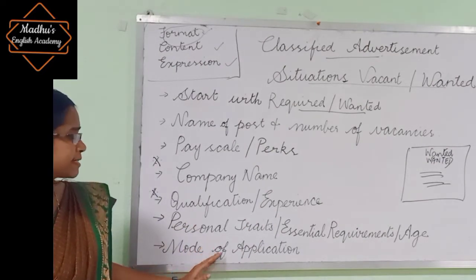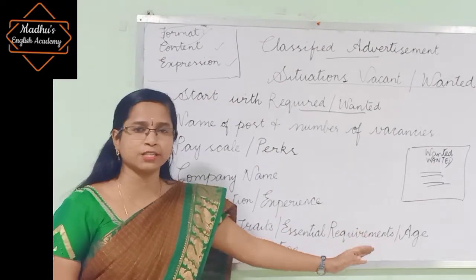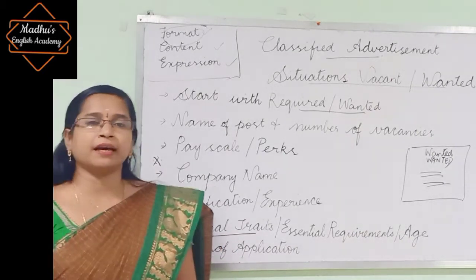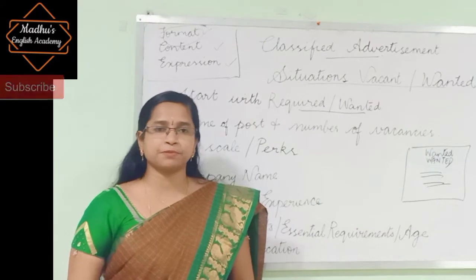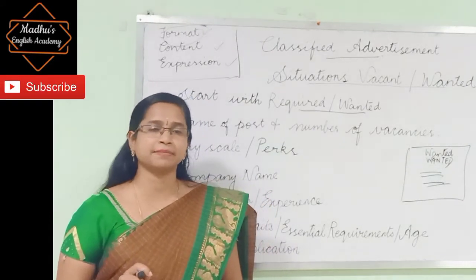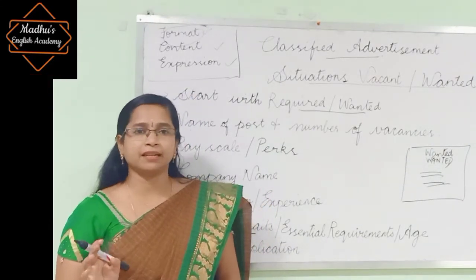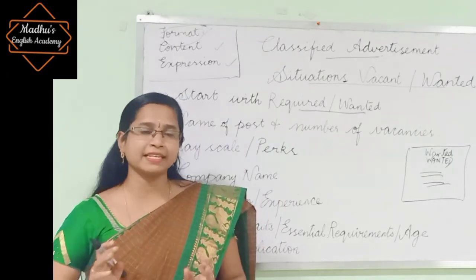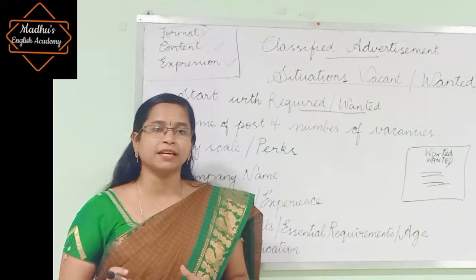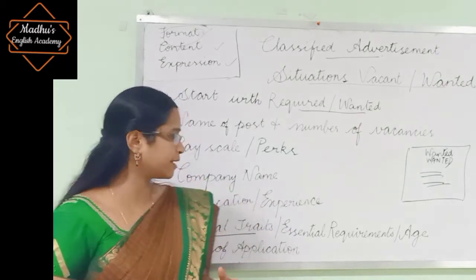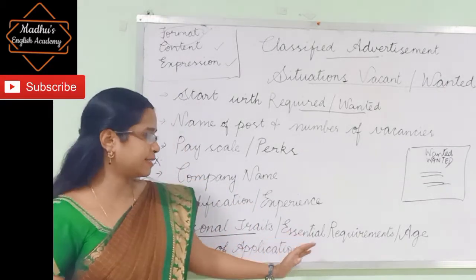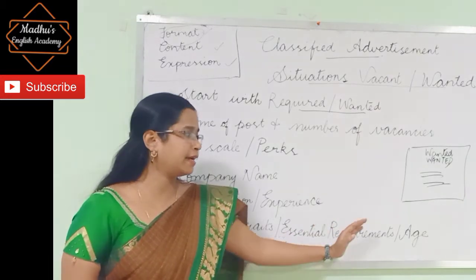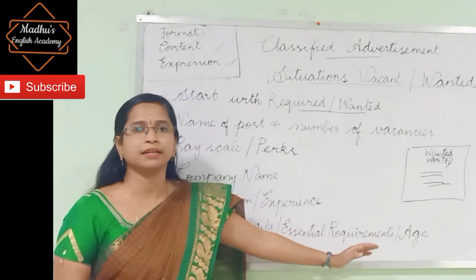Next, personal traits or essential requirements, age. What is meant by personal trait? When people are recruiting for a receptionist, you can see in the advertisement that it will be given: wanted female receptionist with good communication between this age and this age, like that all it will be mentioned. Good looking. So those things are called personal traits. Essential requirement as per the profession, and age will also be mentioned in the question.